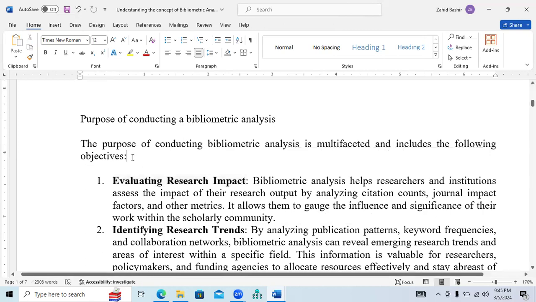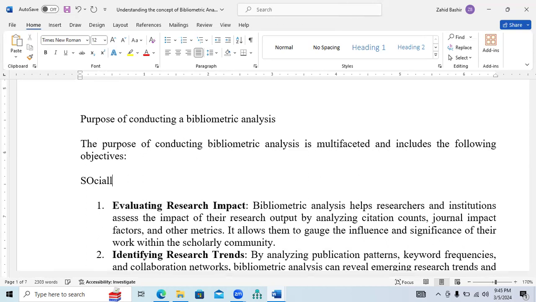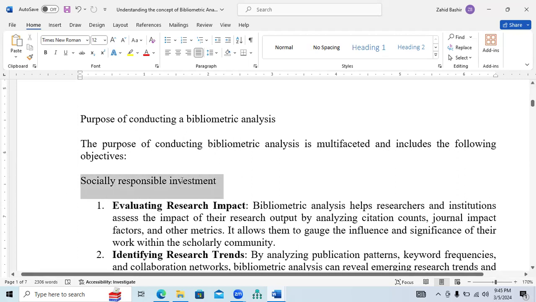So let's suppose I would like to do research in socially responsible investment, which is an emerging area in sustainable finance. For example, I would like to do research in my PhD in socially responsible investment. So first of all, I need to know whether this domain is impactful or not. So I need to conduct a bibliometric analysis, and it will let me know whether this particular domain is impactful or not.